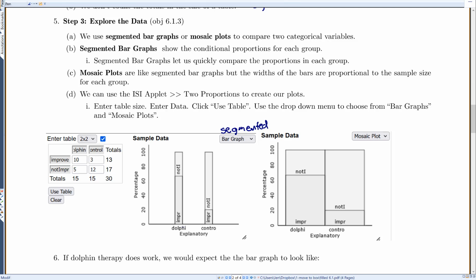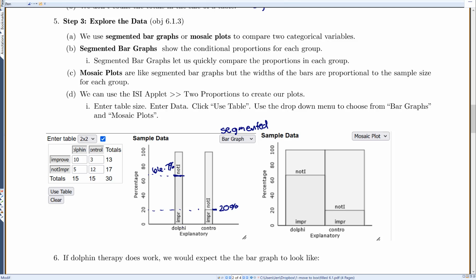So this is our dolphin group. This is our control group. You can see that about 66.7% of the dolphin people improved. And then you can see that about 20, if I go across here, about 20% of the control group improved. Now that's interesting, right? Those seem like very different numbers. 66% of people in the dolphin group improved, but only 20% of people in the control group improved. That does seem very different.